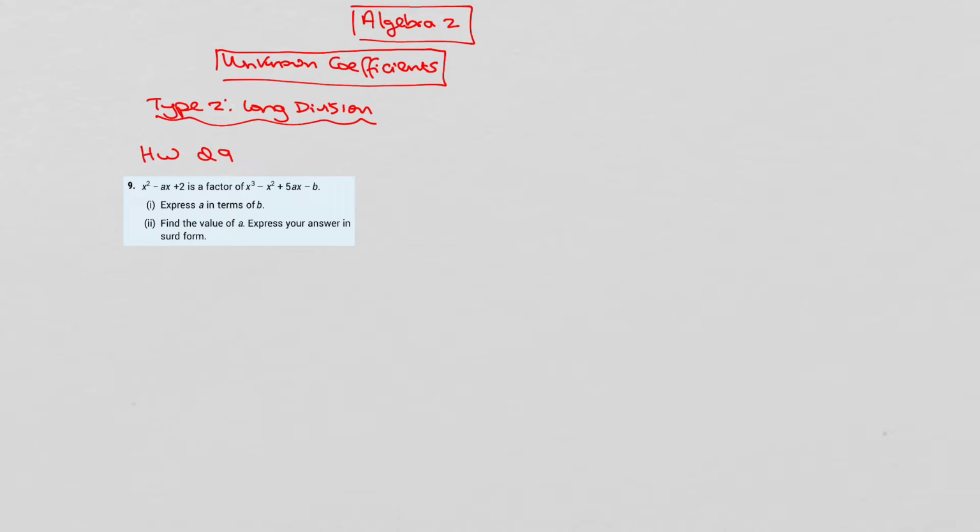Algebra 2, unknown coefficients, type 2 long division. So there's been one or two problems. I'm just going to do question 9, which was your homework question. When we're doing these questions and we're told something is a factor, it means that it should divide in with no remainder.